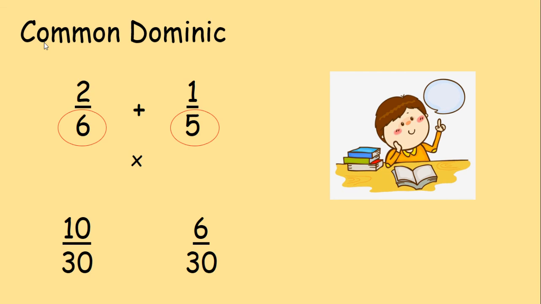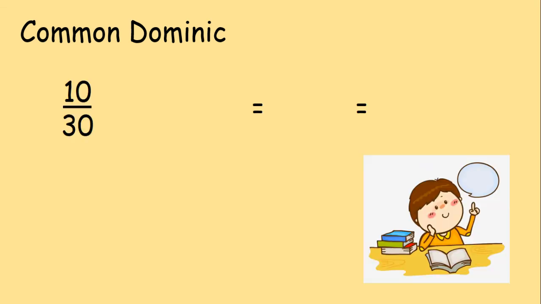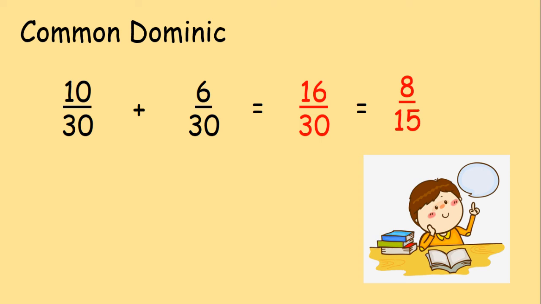I can then multiply 1/5 by 6 to also get 30ths. 6 multiplied by 1 is 6, and 6 multiplied by 5 is 30. My new fraction is 6/30ths. I am now able to add the two fractions together. I can now add 10/30ths and 6/30ths, which gives me 16/30ths. I can further simplify this fraction to 8/15ths. Have a think about whether this could be simplified further or not.